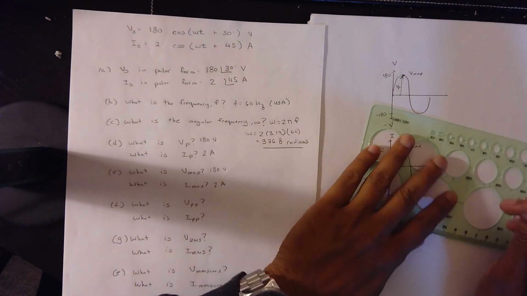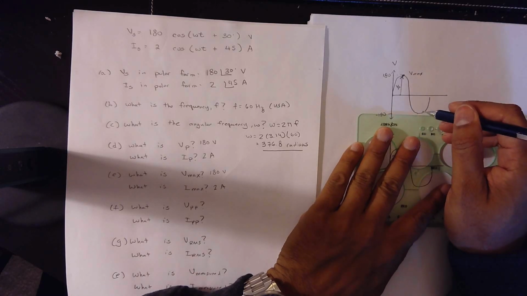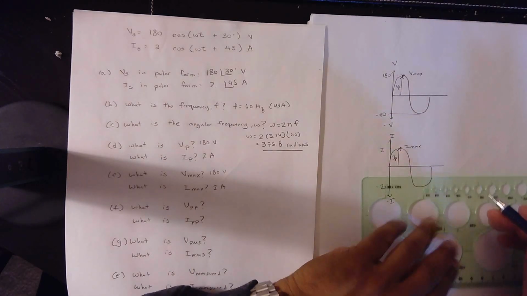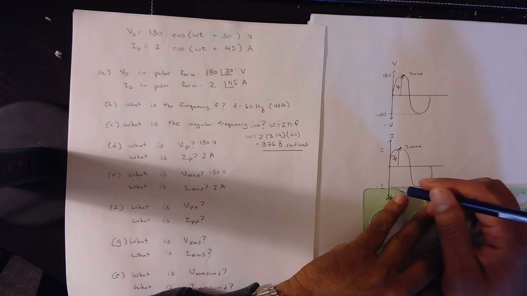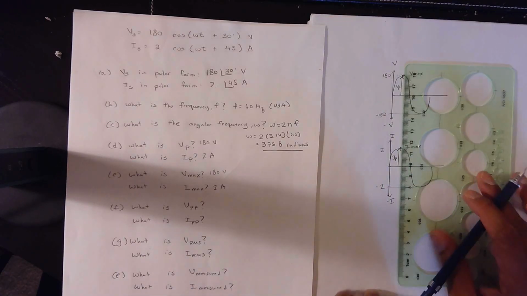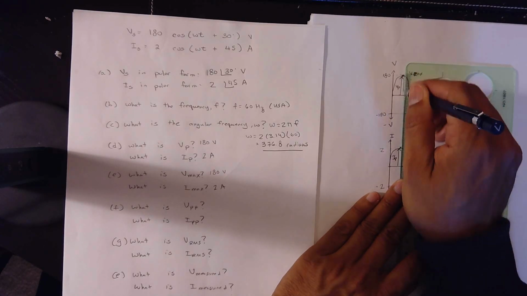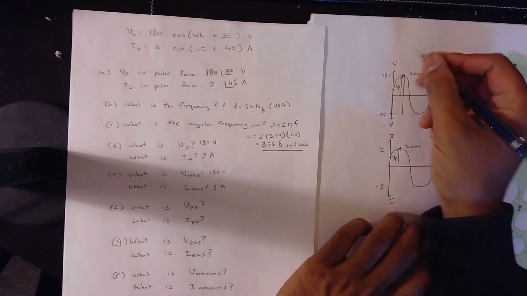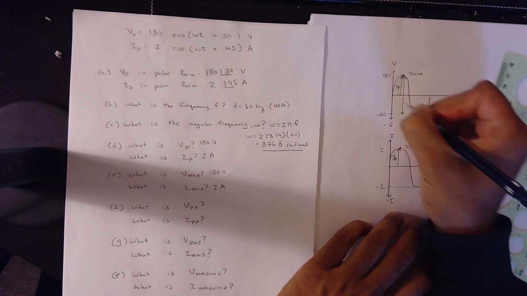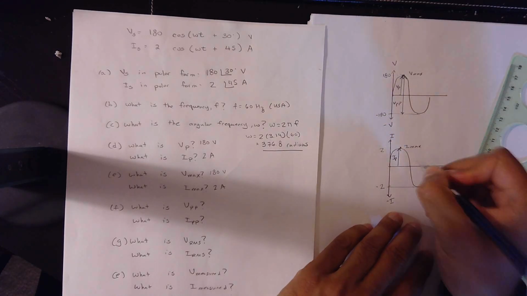And what we want to do is draw this a little bit here. Kind of go like this. Kind of make the line like this. Okay. And our peak to peak is peak to peak.